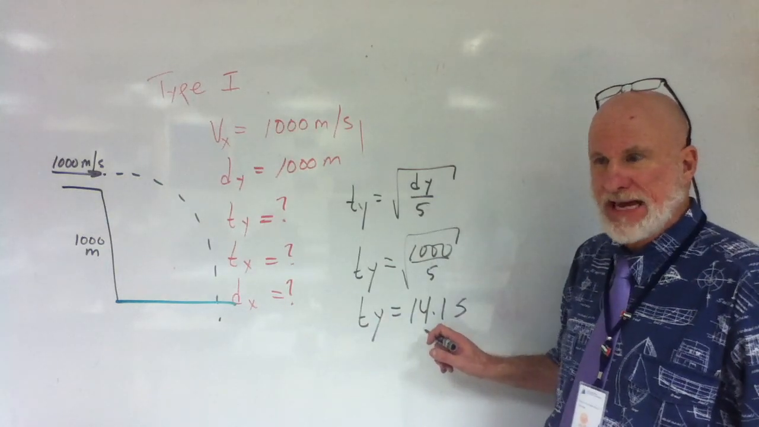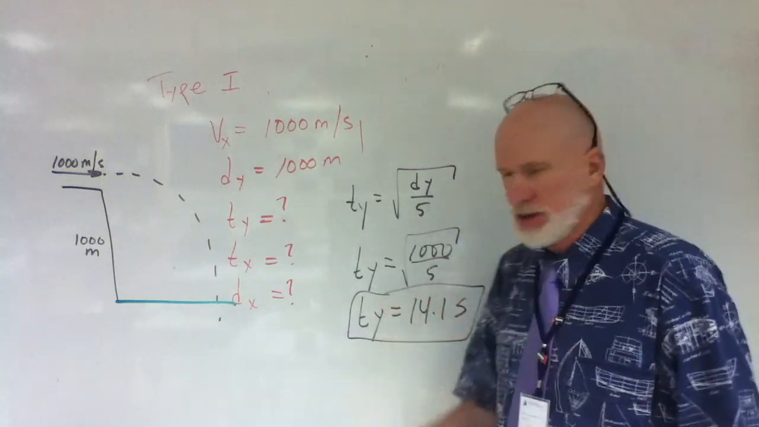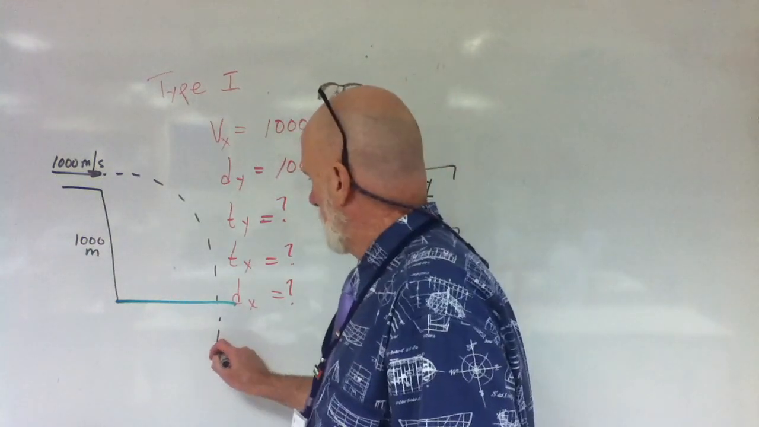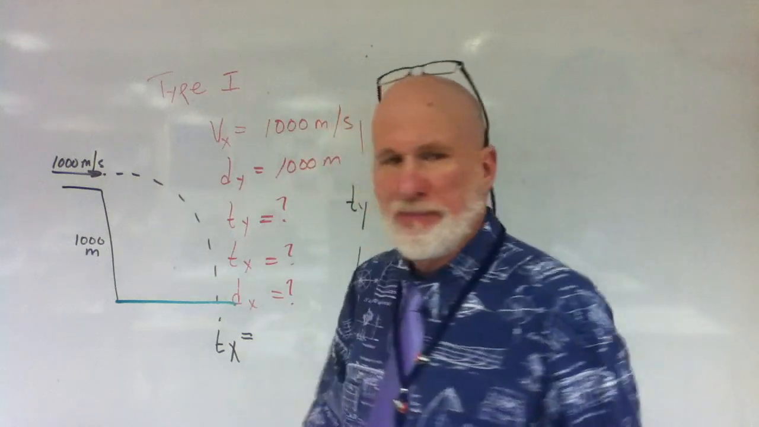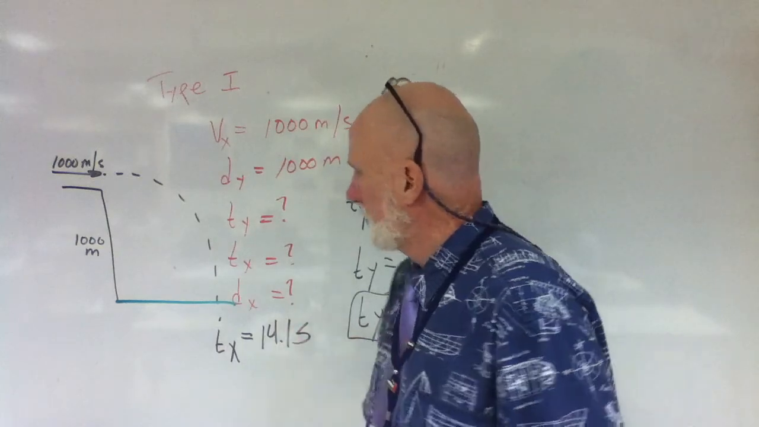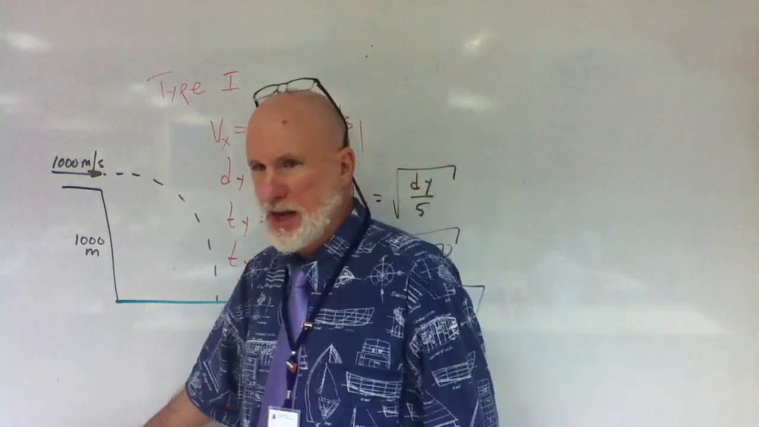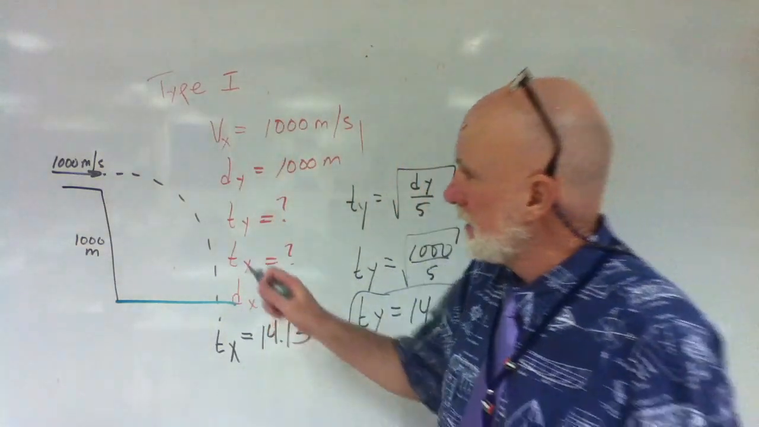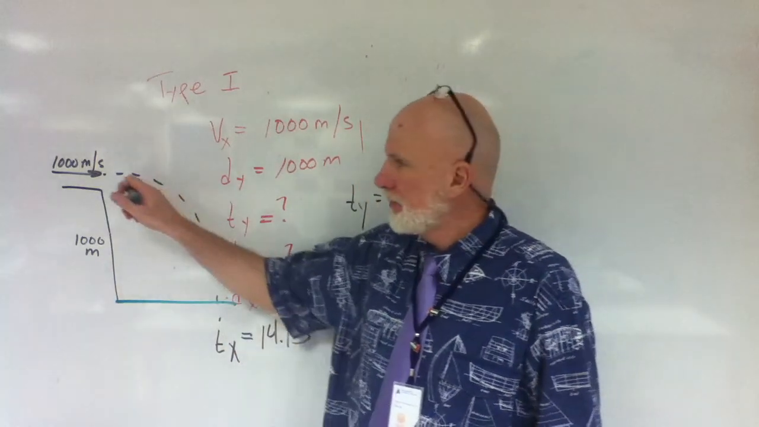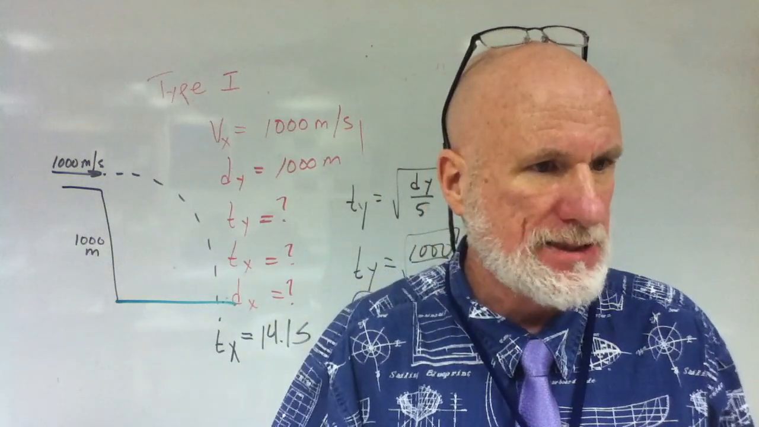That's that many seconds for 1,000 meters. So we know now what Ty equals. Okay, so 15 points for Ty, clear on your paper. Tx is going to be what? 14.1 seconds. Right? The holiday season, we want to be generous. So it's going to take 14.1 seconds to go from there to there, and a little bit of the physics is that 1,000 meters per second stays constant.